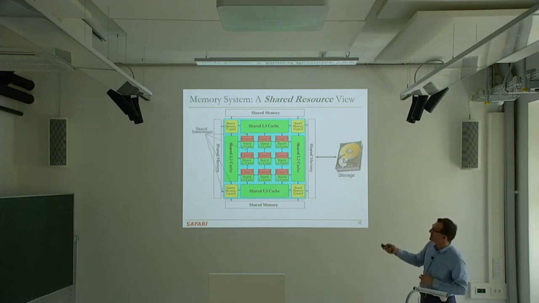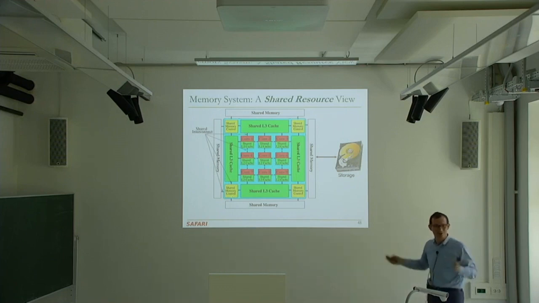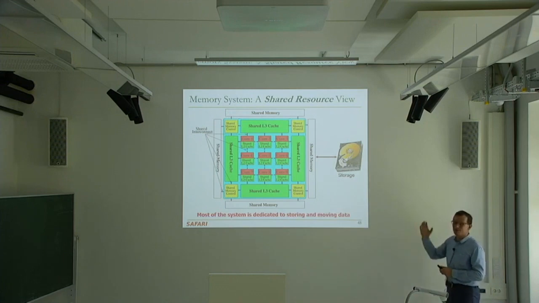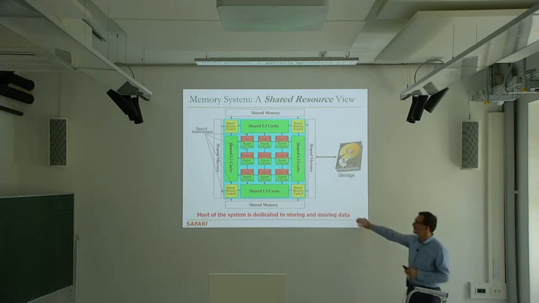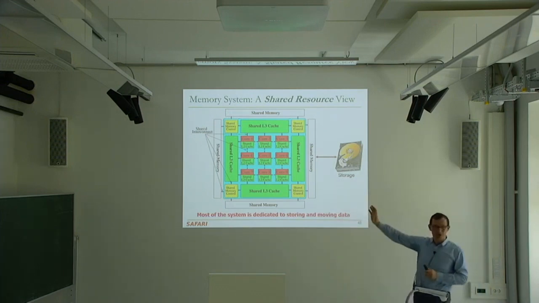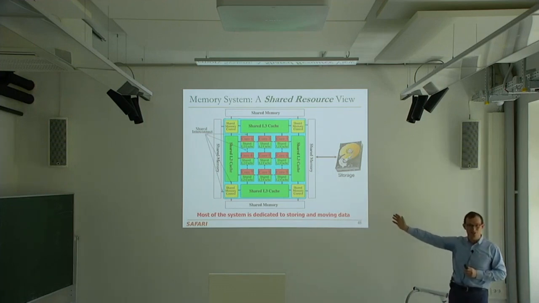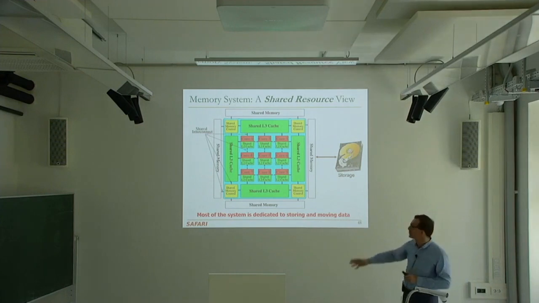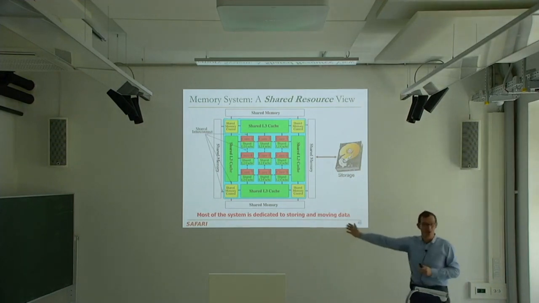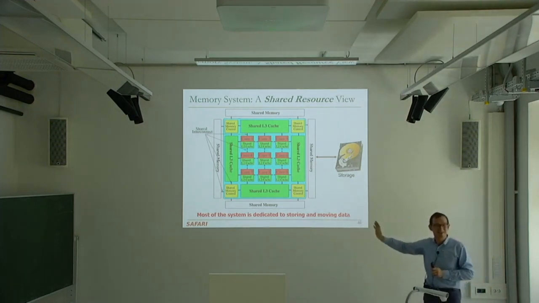Basically, we do computing only in these cores. Everything else is there to store data, move data, store data, move data, control the data movement and storage, move data, store data, move data, store data. I could keep going, right? Basically, most of the system that we design today is dedicated to storing and moving data. And we call this a computer, right? Most of the time, it's not doing computation. Most of the time, it's storing and moving data. And most of the resources are dedicated to storing and moving data, which is very interesting.